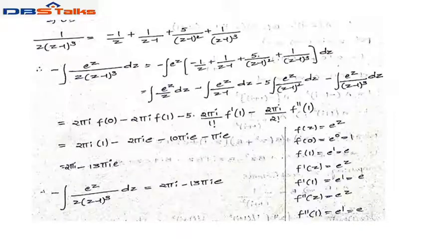Substitute these values. 2 pi i into f of 0, which is 1, minus 2 pi i into f of 1, which is e, minus 10 pi i into f dash of 1, which is e, minus pi i into f double dash of 1, which is e. So, that equals 2 pi i minus 13 pi i e. Therefore, the integral of e power z by z into (z minus 1) whole cube dz is 2 pi i minus 13 pi i e.